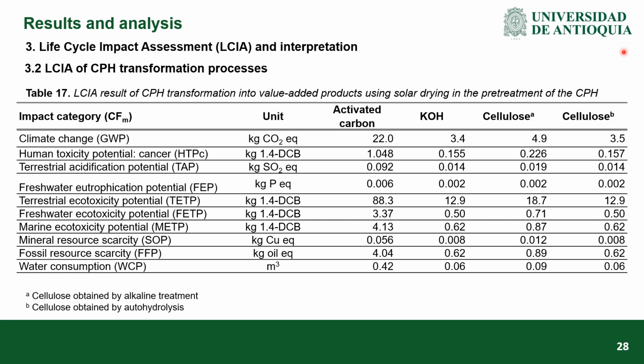It is observed that the drying pretreatment stage of CPH done in the laboratory is the primary contributing factor to the impact quantification on cellulose production through autohydrolysis. In addition, it has a significant impact on the other products. The table shows that potassium hydroxide and cellulose production have similar environmental performance under this analysis condition.